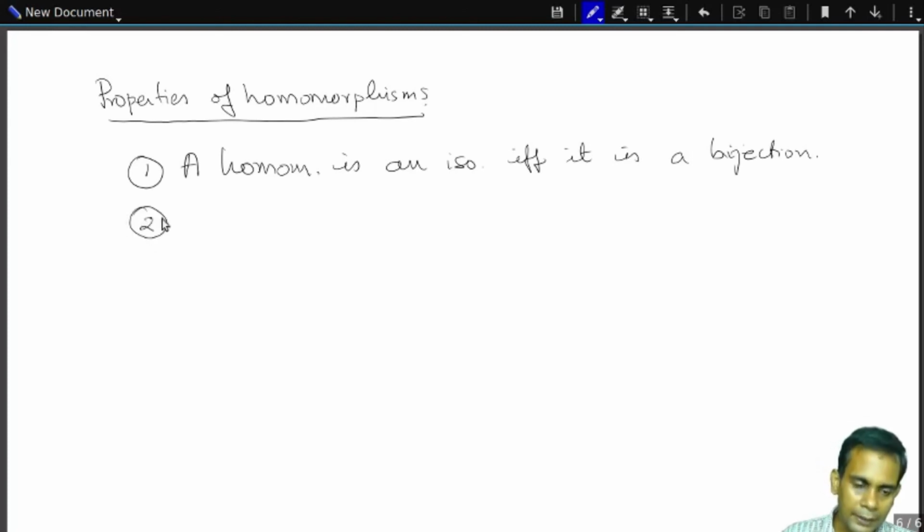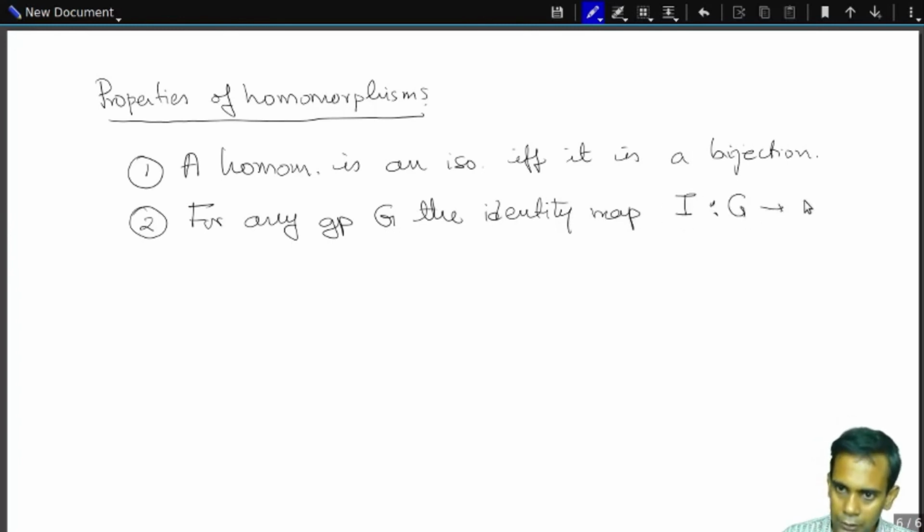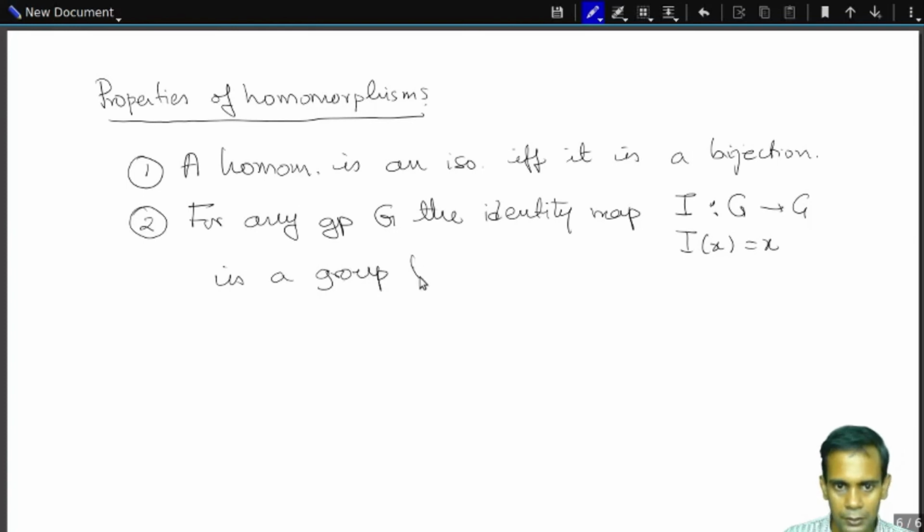Secondly, for any group G, the identity map I from G to G, which is the map which takes I of x to x, is a group homomorphism. I'll say homomorphism or group homomorphism interchangeably. You'll see later in this course that there are other kinds of homomorphisms.